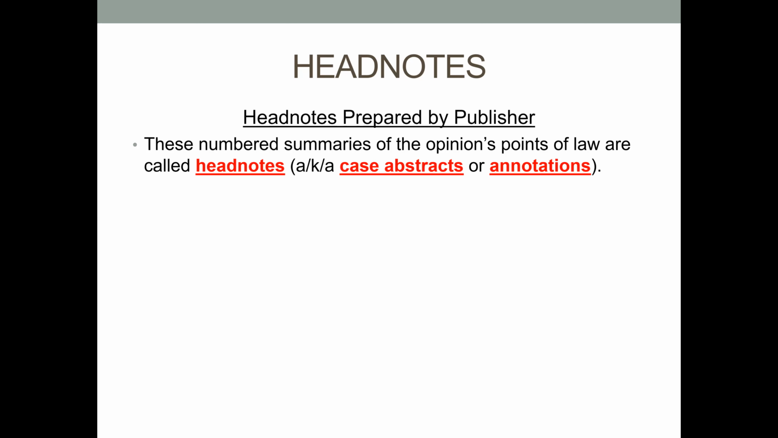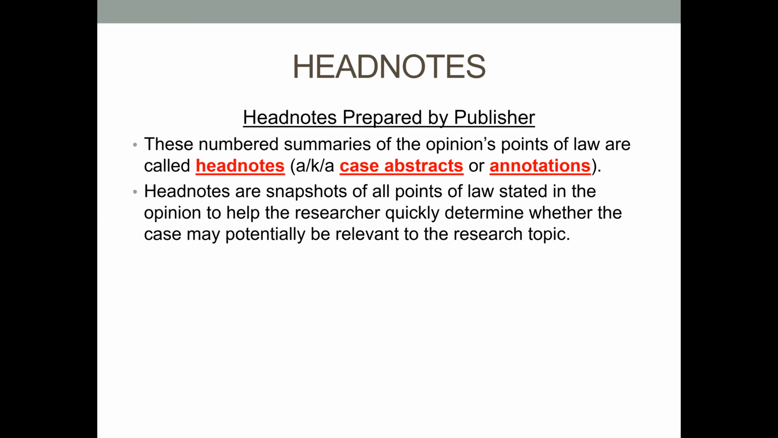But in the context of a court opinion, as it appears in a West published case reporter, I'm going to refer to these summaries as head notes. So head notes are essentially a snapshot. If you browse through the head notes at the top of the opinion in a case published by West, then you will get a snapshot of all of the points of law stated in the opinion very quickly. And that way, as a researcher, you can quickly determine whether that case may have some relevance to your research.